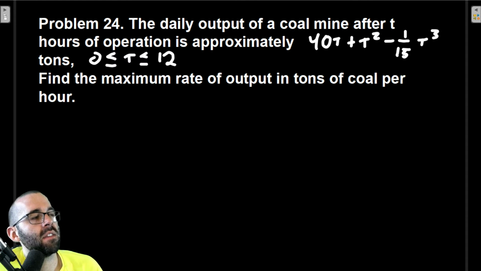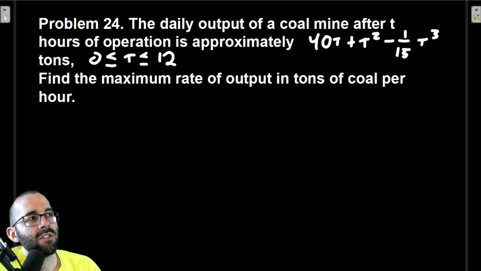All right, so we've got a coal mine, and their daily output after t hours of working is approximately that equation in tons. And they're only working 12 hours a day, and we want to find what is their maximum rate of output.